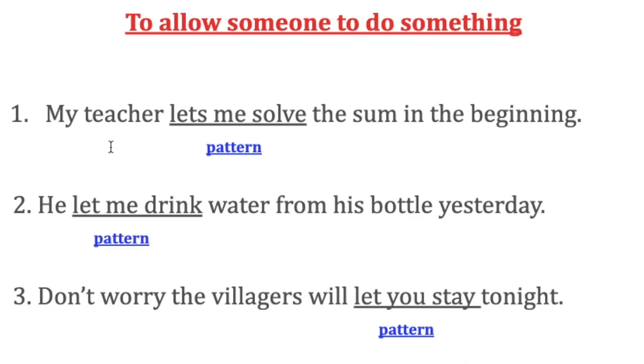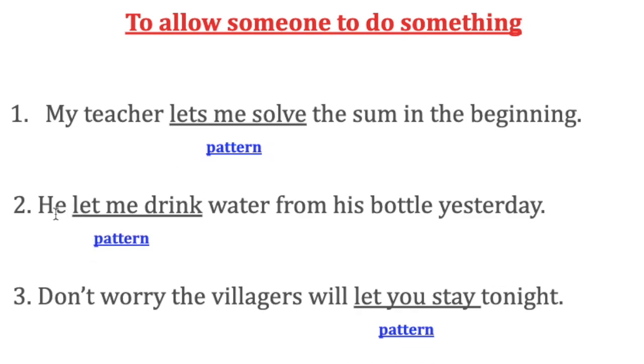Now since my teacher is a third person, we use the form with s or es. We add s or es. So based on that concept, we say my teacher lets me solve the sum in the beginning. Pattern remains the same. This is in the present form, because looking at the lets, you can understand that your teacher allows you to solve the sum in the beginning. So my teacher lets me solve. We will not use to, because we are using lets.